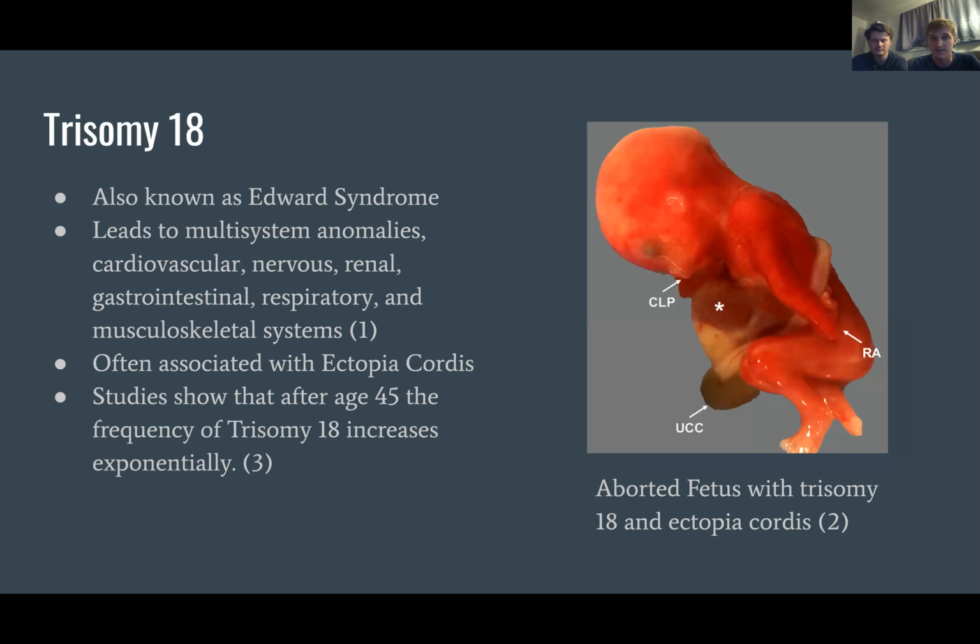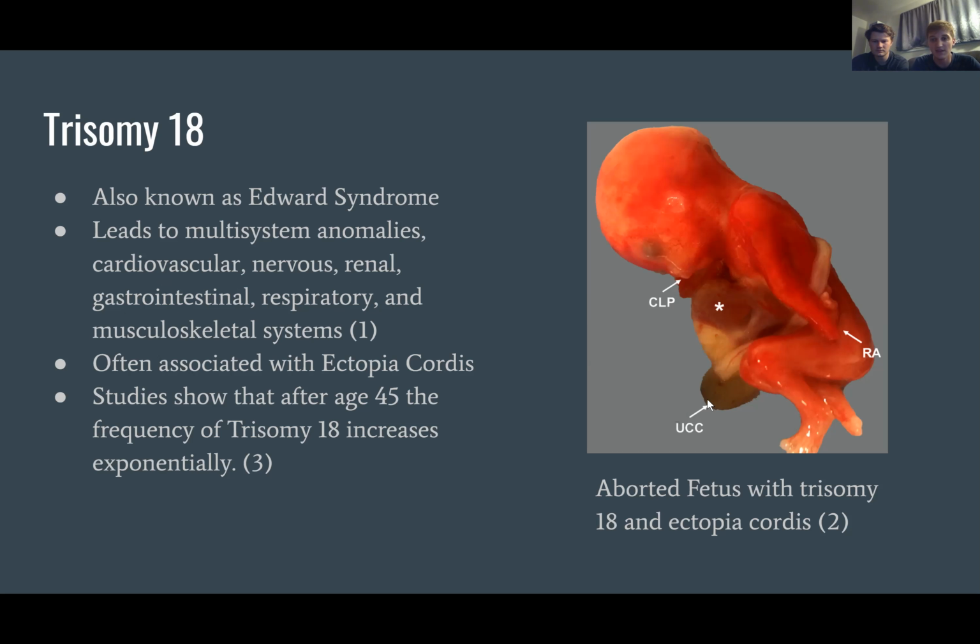The final one is something called trisomy 18, which is problems with meiotic division, where the fetus will end up with an extra copy of a chromosome. And this leads to a ton of deformities. The fetus is usually aborted. These deformities include cardiovascular, nervous, renal, gastrointestinal, respiratory, and musculoskeletal system. So a ton of problems.